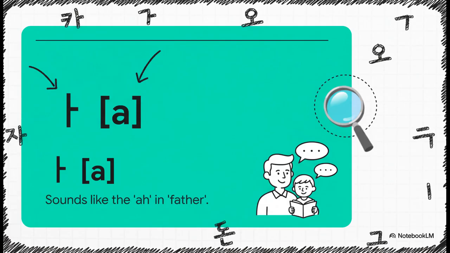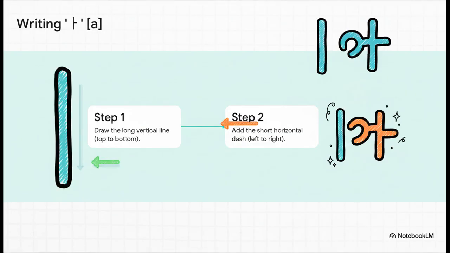This vowel is A, like in father. Can you see how it's just our vertical E line with a little horizontal dash attached to it? And writing it follows our rules perfectly. First, you draw the long vertical line top to bottom. Then you add the short horizontal dash left to right. It's a perfect combo of our 2 rules and our first 2 shapes.